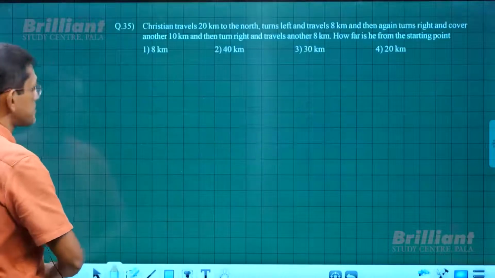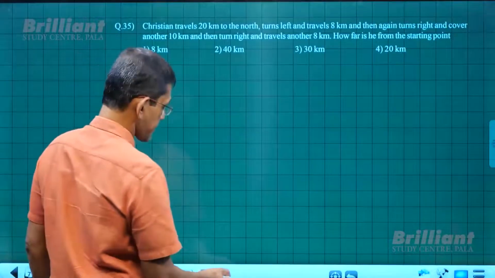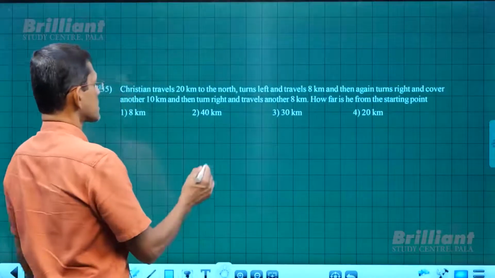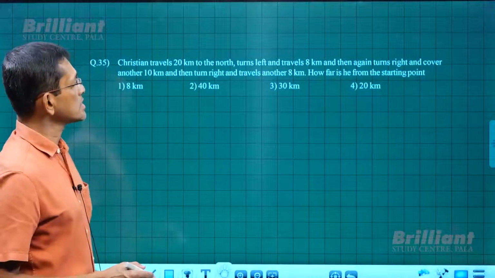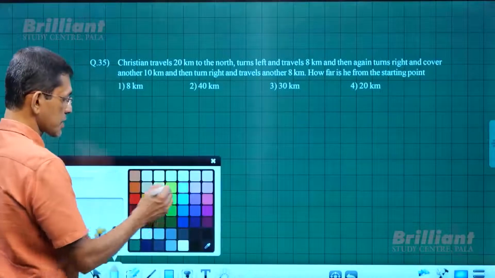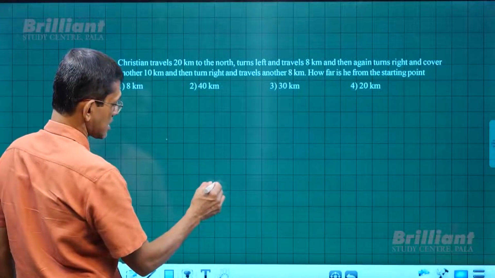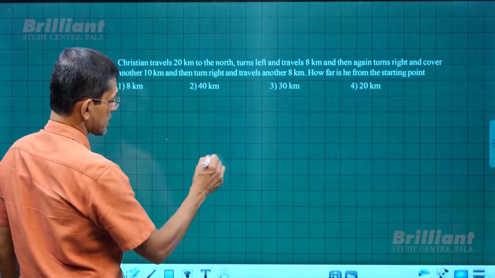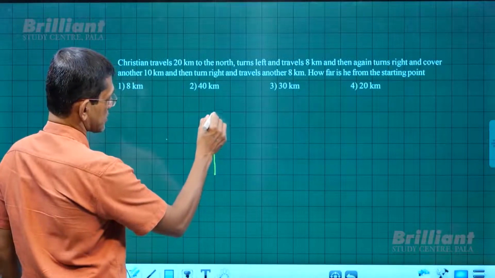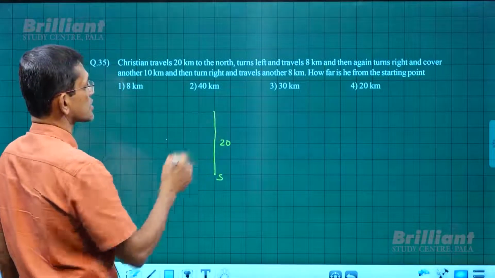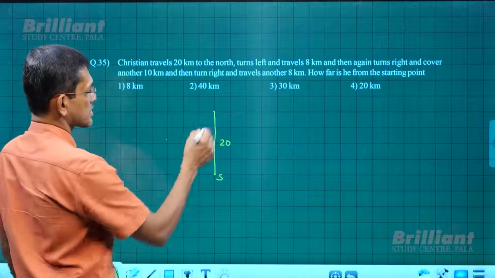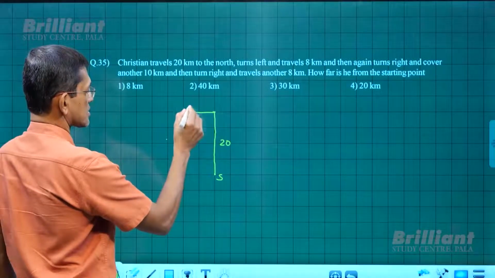Okay, next one. Number 35. Christine travels 20 kilometers to the north and turns left. So Christine travels 20 kilometers to the north. So let's say he started traveling from this point 20 kilometers to the north. So after reaching that point, this is the starting point, he reached north. Then he turns left and travels 8 kilometers. So 8 kilometers.